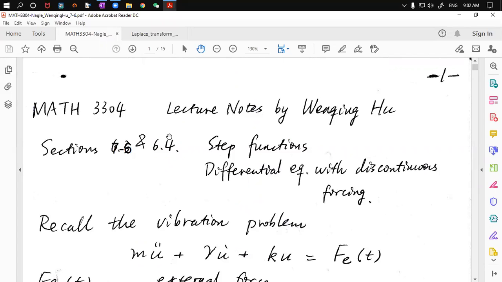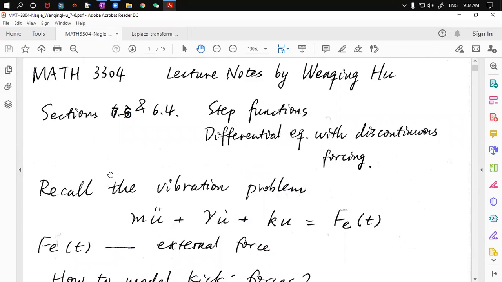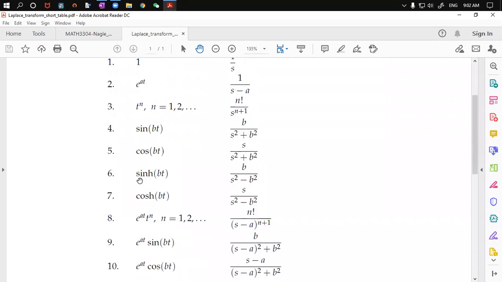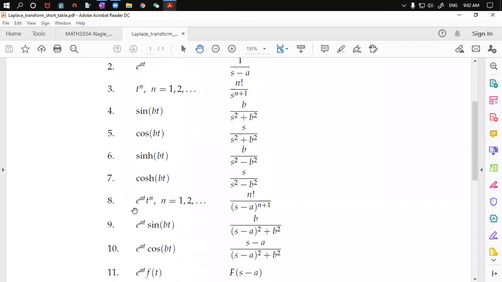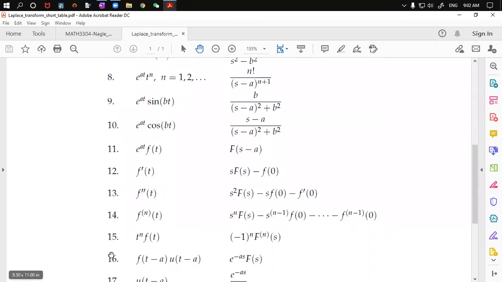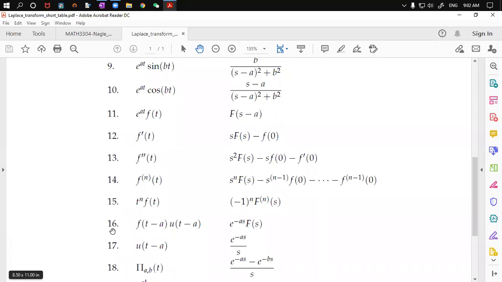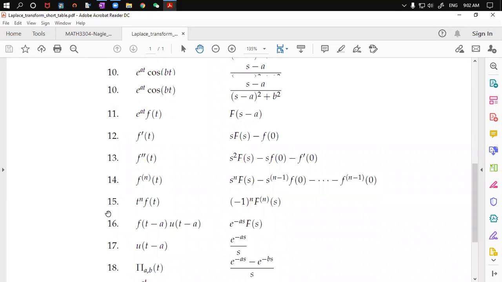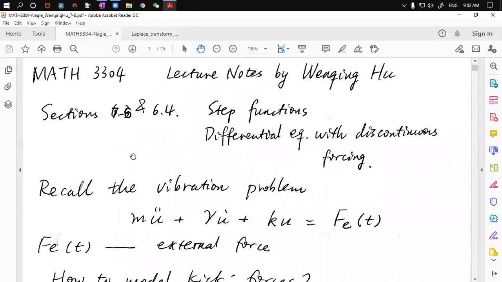Starting from today's lecture, we're going to talk about step functions and differential equations with discontinuous forcing. They basically correspond to line 11, line 16, 17, and 18, etc. So we're going to introduce these few lines.